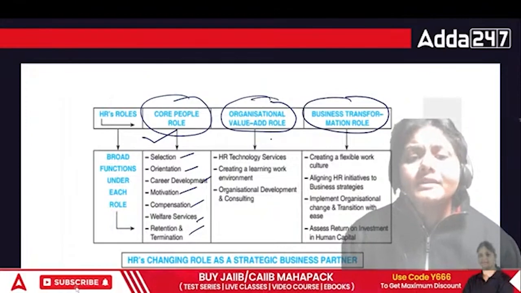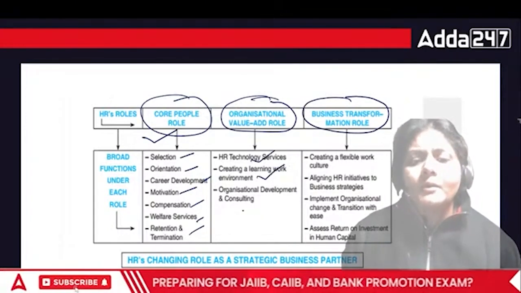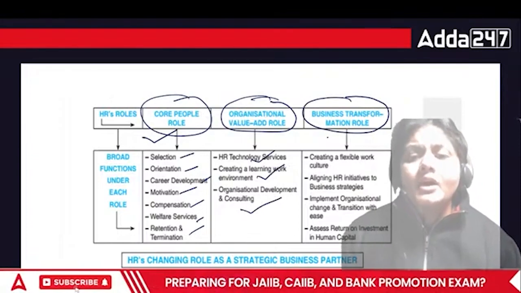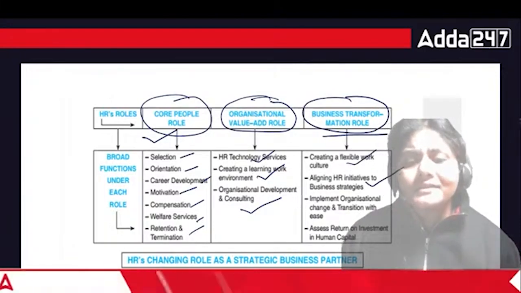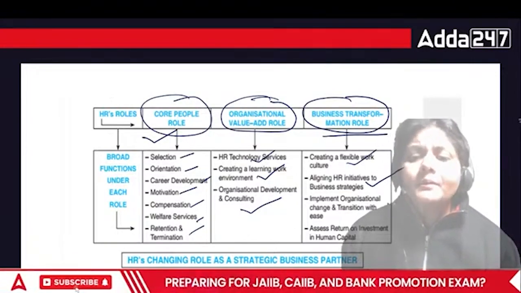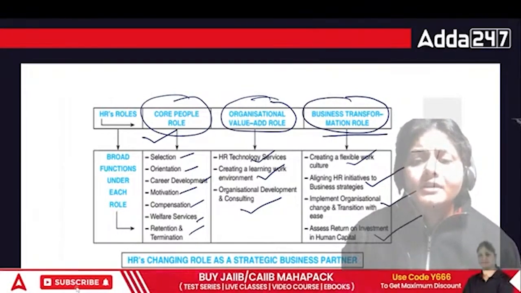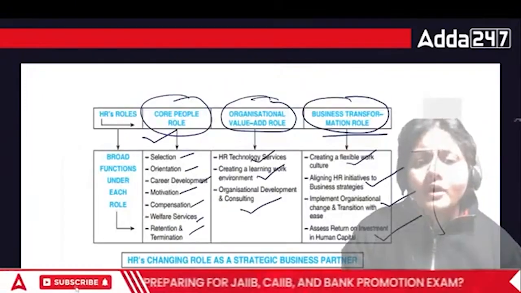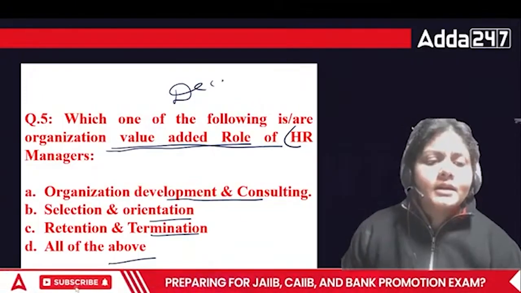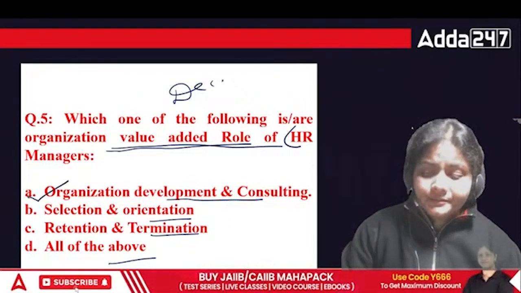What is the organization value added role? That is technology services, learning, work environment, OD and consulting. Now what is the business transformation role? That is a flexible work culture, HR initiative, aligning business strategies, implementing organization change, and ROI to assess the ROI. So these all are different roles, right? So here the right answer is what? What is the organization value added role? OD and consulting is the right answer, right?